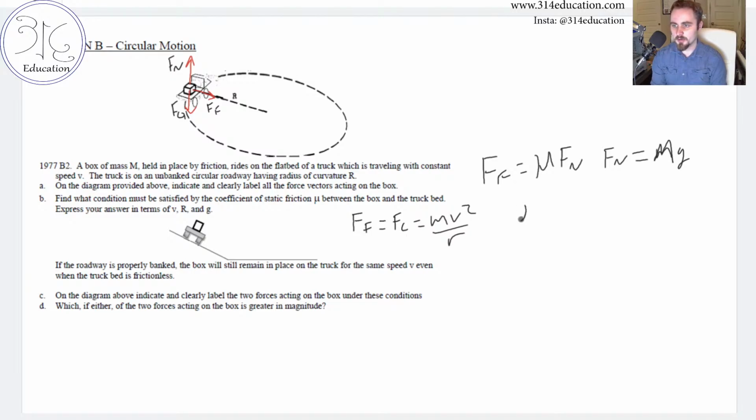That would be mu times our Fn, which we said was big Mg, is going to equal big M times V squared over R. Now we just want to get mu on its own. So we're just going to divide by M. It's going to cancel on both sides. And then we'll divide by G, which is going to go on the bottom, giving us mu has to equal V squared over GR.